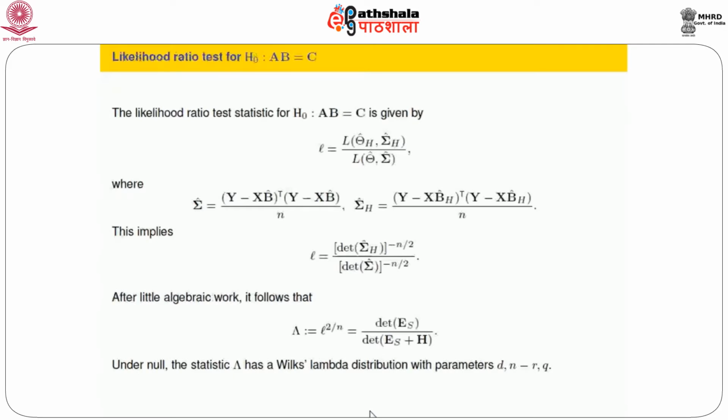So what is the likelihood ratio test statistic for this? For the likelihood ratio test statistic, under the normality assumption, we have to write down the likelihood, which we did not do here. It turned out that this likelihood ratio, which is denoted by this script L, capital L, theta H hat.